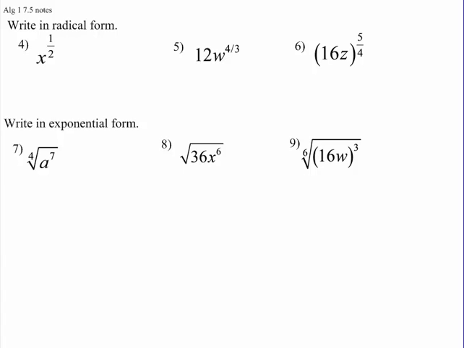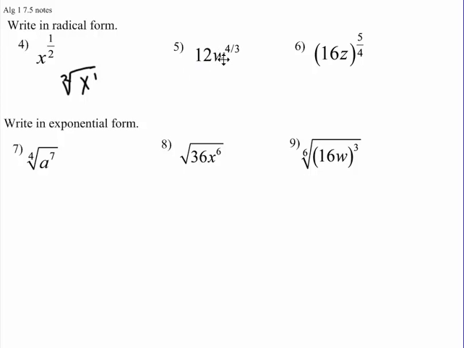Alright, hopefully you got through these without much trouble. Again, all we're doing is switching forms. So I see a 2 in the denominator, so that's the square root of x to the first. Okay? Again, we don't have to write the 1 or the 2, but right now let's just write everything. It's not wrong if you do.